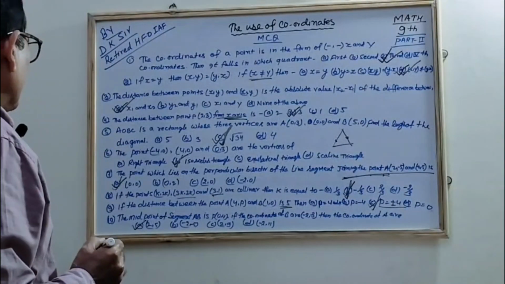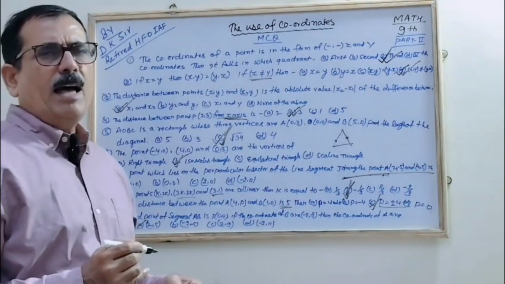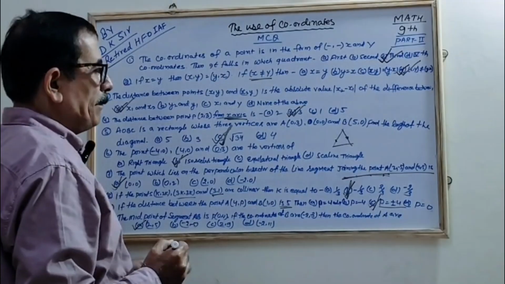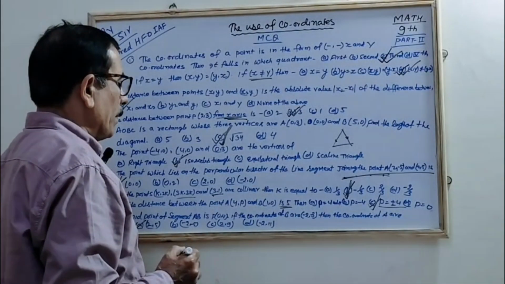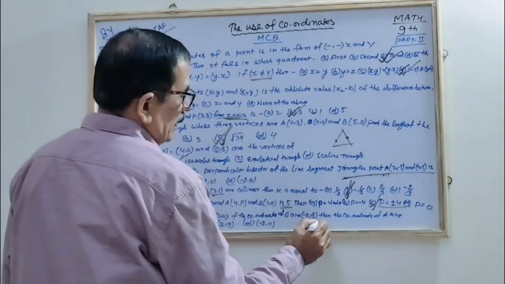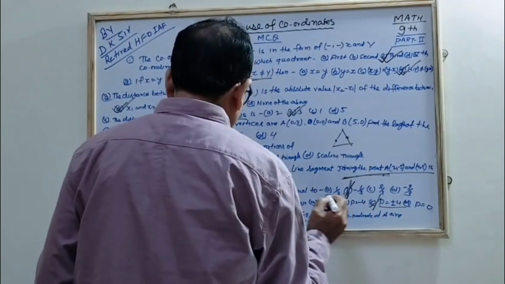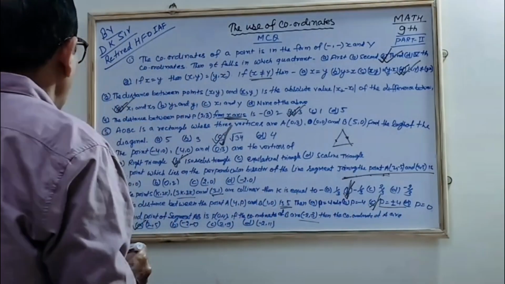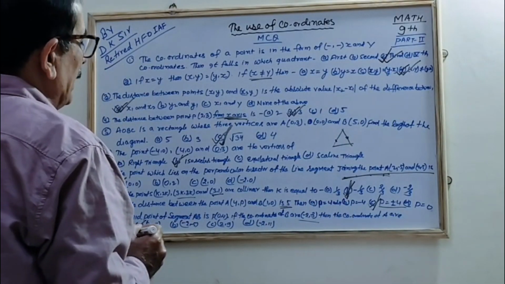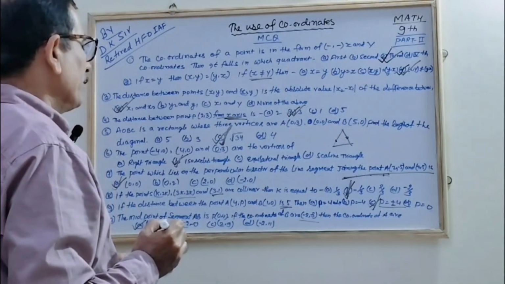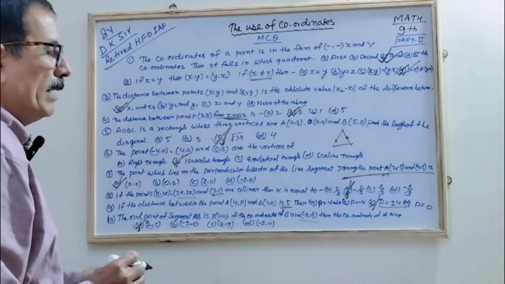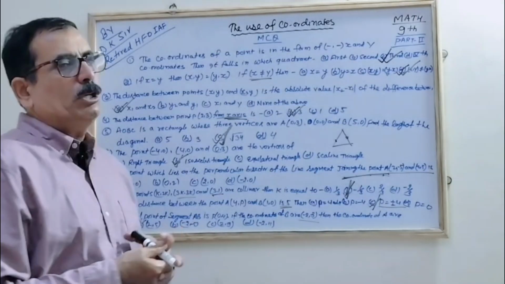The 10th, the midpoint, that is the last MCQ. The midpoint of the segment AB is given as P, the point 0 4. If the coordinates of B are minus 2, minus 3, then what are the coordinates of A? If the coordinates of B are minus 2 and minus 3, then the coordinates of A are 2 5.